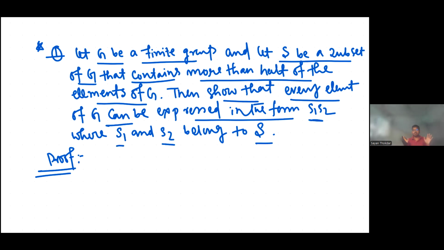Is the question clear? I'm explaining the question again. This is a very important question, asked in almost most of the places, in interviews at IIT Kanpur and everywhere. So this question is very interesting. I have been given a finite group and a subset whose cardinality is at least the cardinality of G divided by 2. Then I have to show that every element of G, whatever element you take, can be expressed as a product of two elements of that subset.